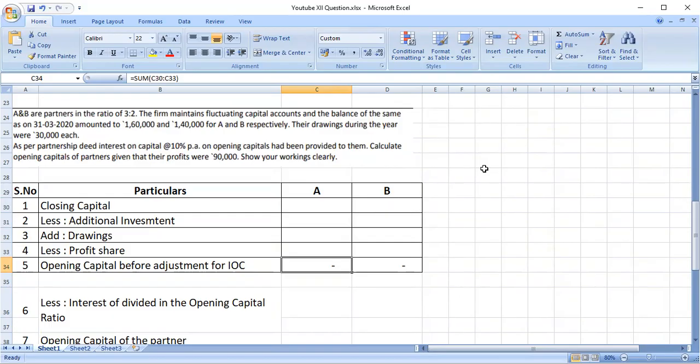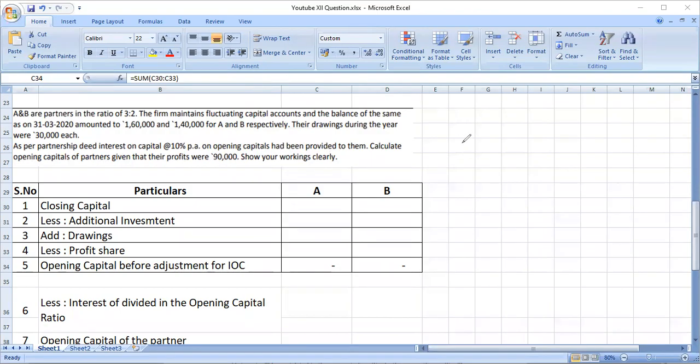As per the partnership deed, interest on capital at the rate of 10% per annum on opening capitals had been provided to them. In the earlier question, interest on capital was not at all provided, but in this question, interest on capital had already been provided. They've also given us the profits before interest on capital. Calculate opening capital of the partners given the profits were 90,000.